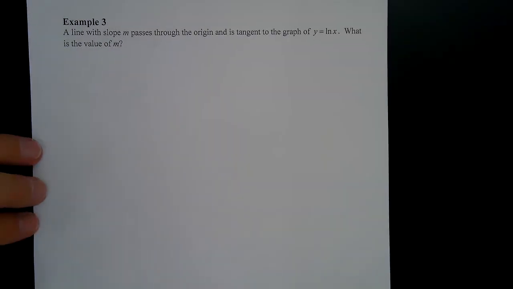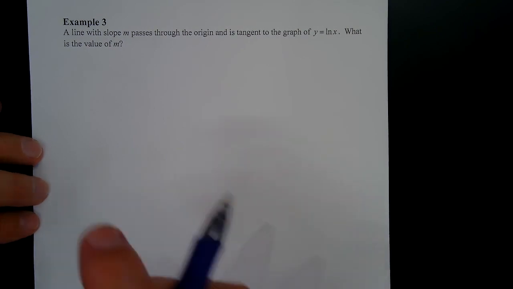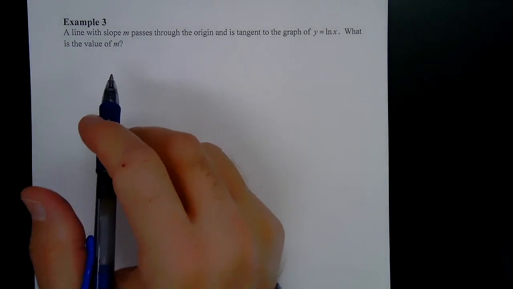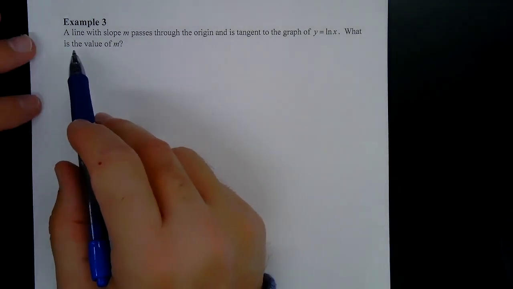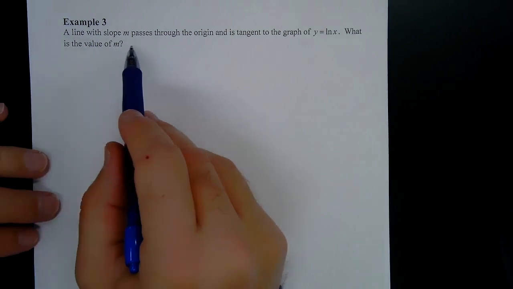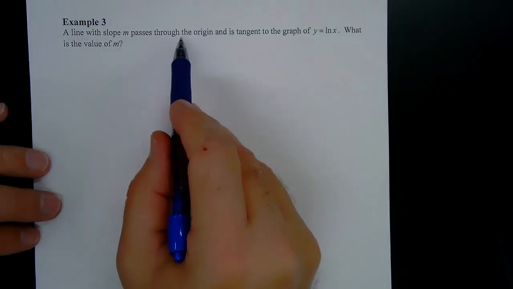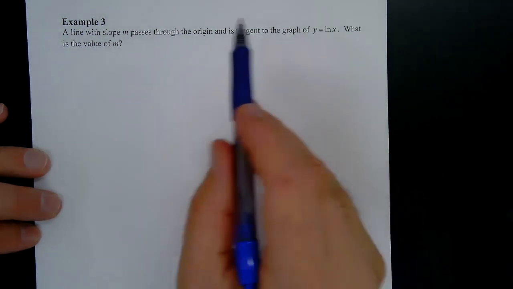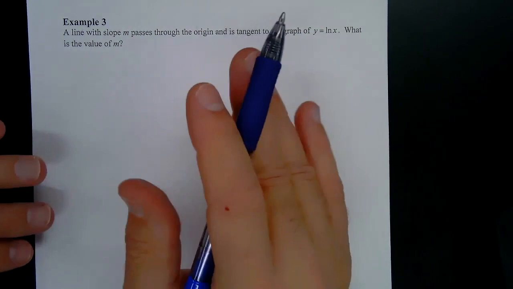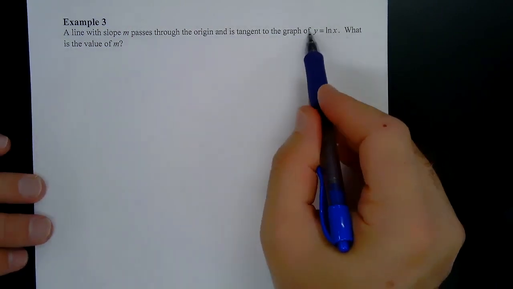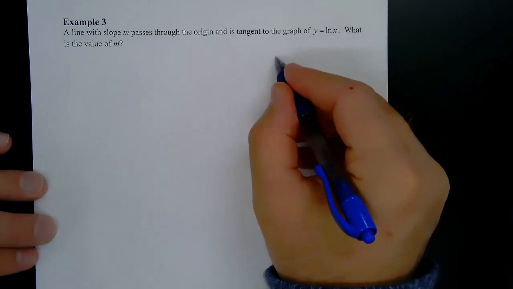So this problem is one of the more challenging problems today, all right? And it's a question that could be asked on the AP exam, all right? Because it's challenging. It'd be one of the harder problems on the AP exam even, all right? So a line with slope m passes through the origin and is tangent to the graph of y equals ln of x. What is the value of m? All right, so you got to kind of picture what's going on, all right?